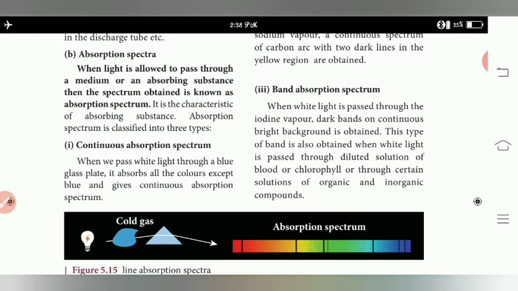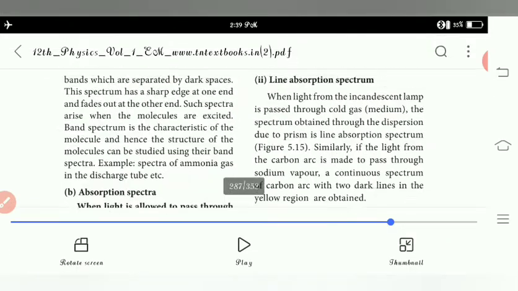The first one is called continuous absorption spectrum. When we pass white light through a blue glass plate, it absorbs all the colors except blue, which gives the continuous absorption spectrum. Look at that one: when we pass light through the blue glass plate, it absorbs everything except blue.